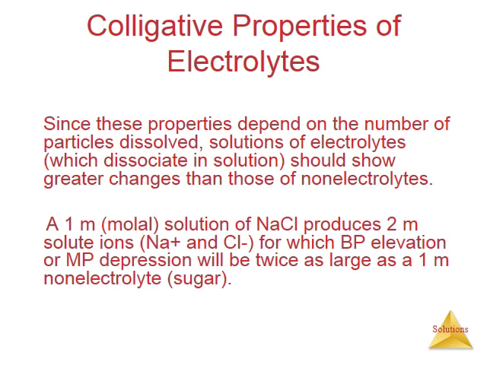In the last slide, we discussed a similar thing for other ionic substances. In this case, we are discussing a 1 molar solution of sodium chloride that produces 2 molar solute ions, because sodium chloride breaks down into Na+ and Cl⁻. So from each unit of NaCl, you're going to get 2 ionic particles, Na+ and Cl⁻. So boiling point elevation or melting point depression will be twice as large as for a 1 molar non-electrolyte like sugar. Sugar doesn't break down into any other ions.